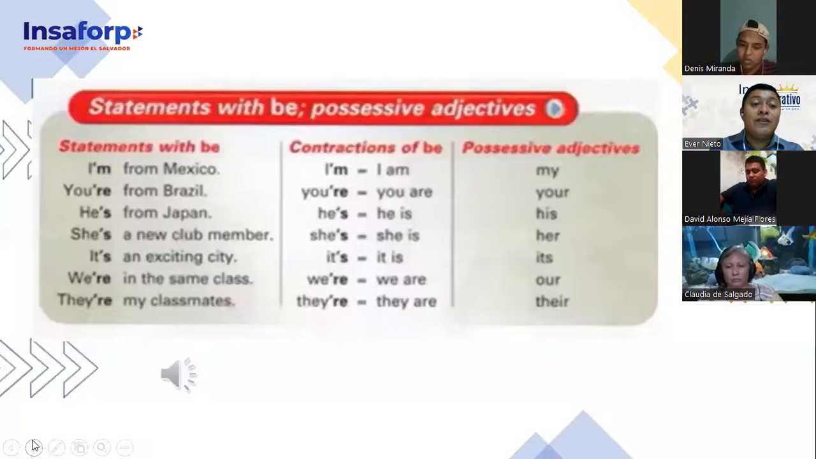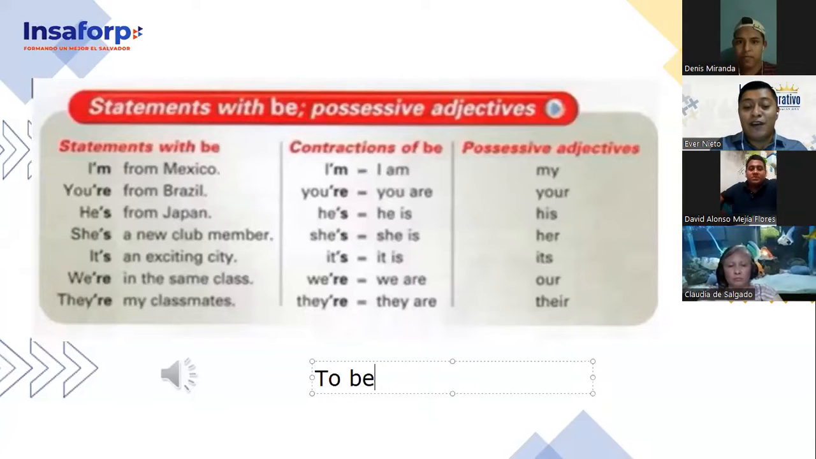Tonight, we are going to continue with statements with the verb to be. Do you remember the verb to be? I'm pretty sure that you remember this verb, right? What is the meaning of the verb to be in Spanish? Ser, pero estar. Yes, right. And this is probably the most famous verb. You say ser o estar.